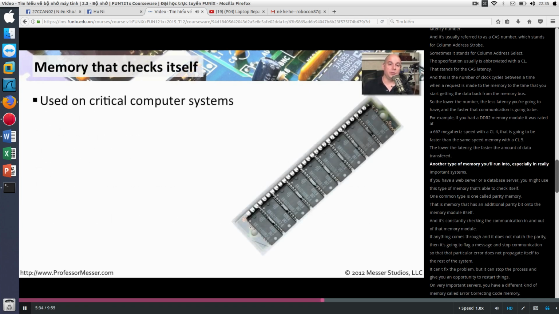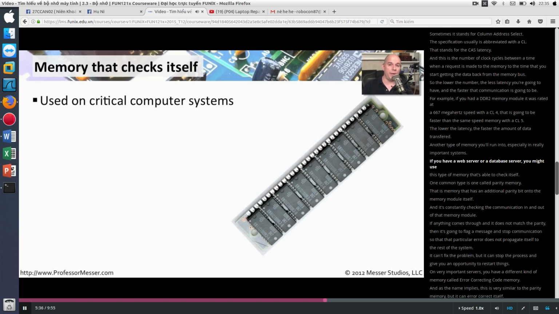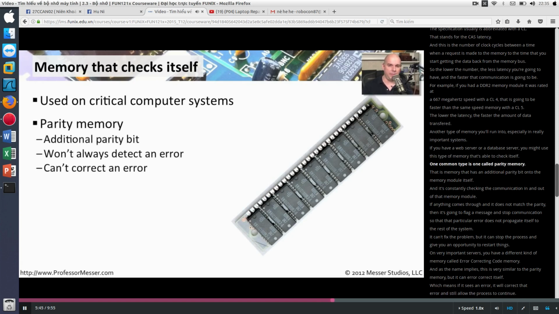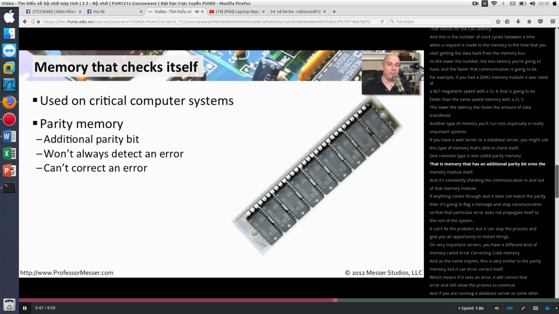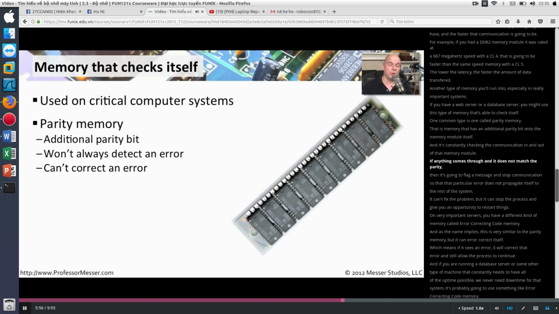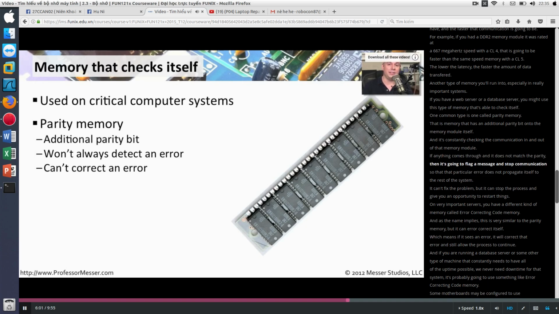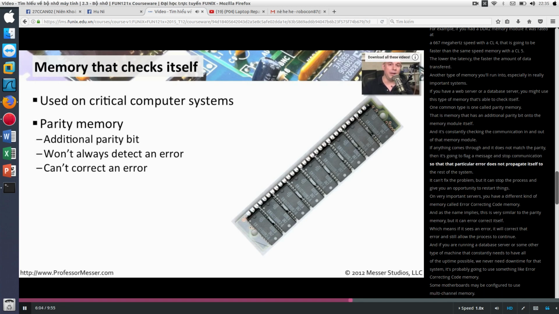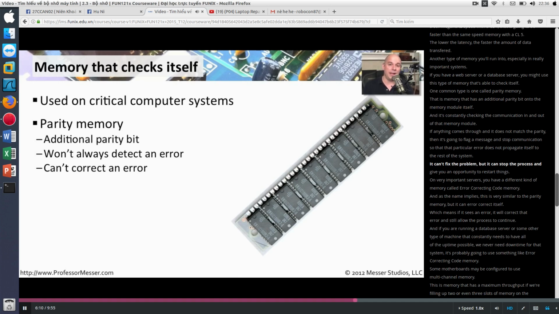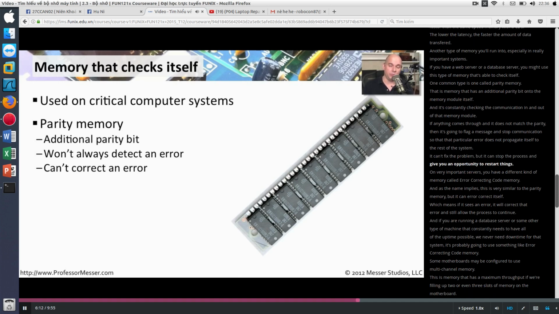Another type of memory you'll run into, especially in really important systems, if you have a web server or a database server, you might use this type of memory that's able to check itself. One common type is called parity memory. That is memory that has an additional parity bit on the memory module itself, and it's constantly checking the communication in and out of that memory module. If anything comes through and it does not match the parity, then it's going to flag a message and stop communication so that that particular error does not propagate itself to the rest of the system. It can't fix the problem, but it can stop the process and give you an opportunity to restart things.